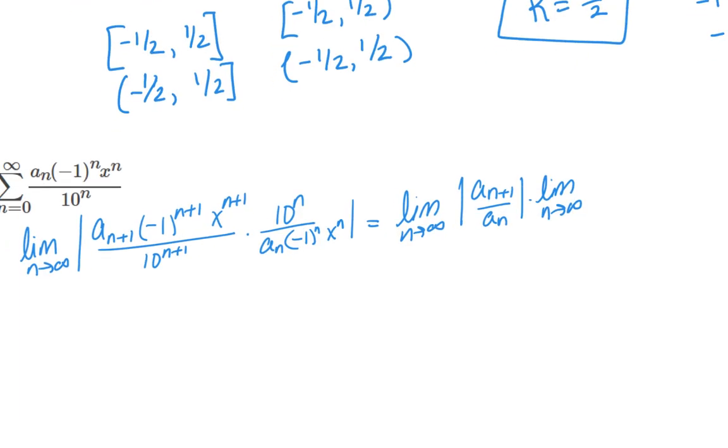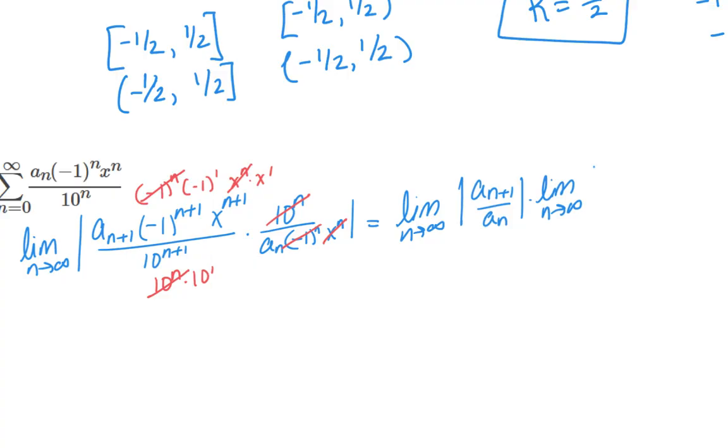Now I'm going to go ahead and cancel stuff before I write what's left over. So this is 10 to the n, 10 to the 1. This is negative 1 to the n, negative 1 to the 1. This is x to the n, x to the 1. So this 10 to the n and that 10 to the n cancel. The negative 1 to the n and that negative 1 cancel. The x to the n and x to the n cancel.